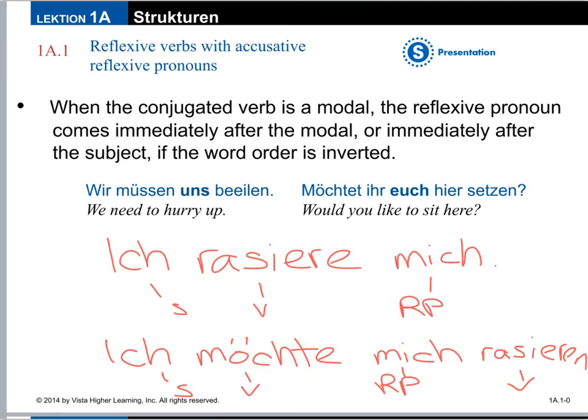If you have a sentence with a modal verb, the rule still remains the same, that the reflexive pronoun goes immediately after the conjugated verb. So our example from the other slide, ich rasiere mich, if I'm changing it to say that I would like to shave myself and I'm using möchte, is right here, möchte, the second verb is now rasieren and has to be at the end. But this reflexive pronoun does not relocate. It stays after the conjugated verb. Ich möchte mich rasieren. I would like to shave myself.